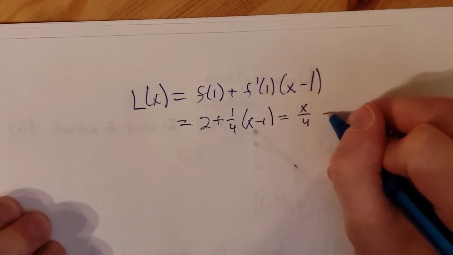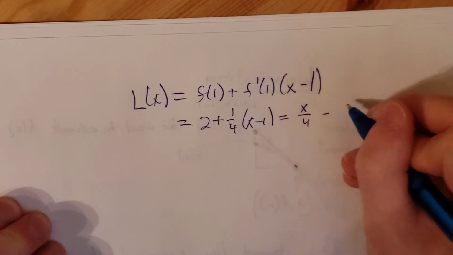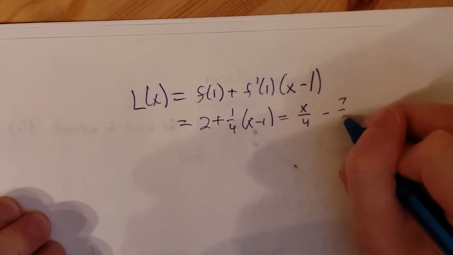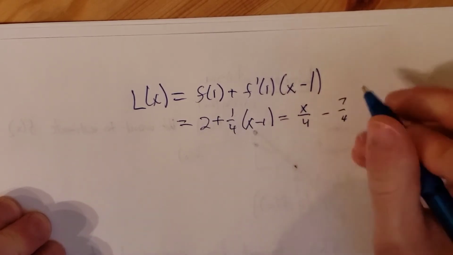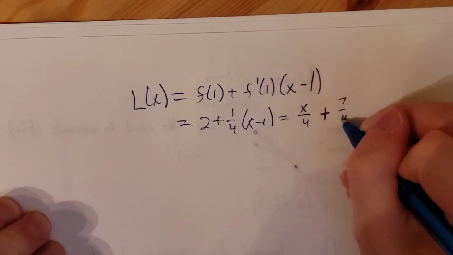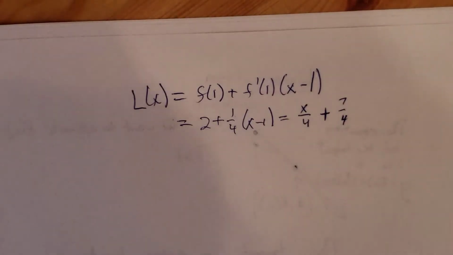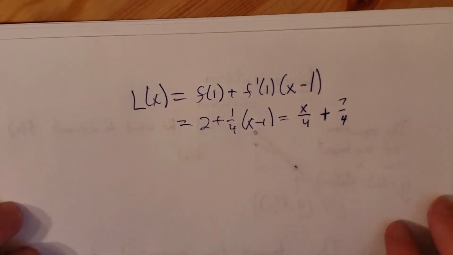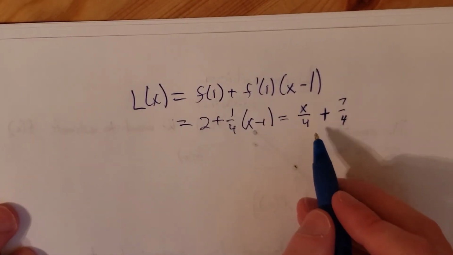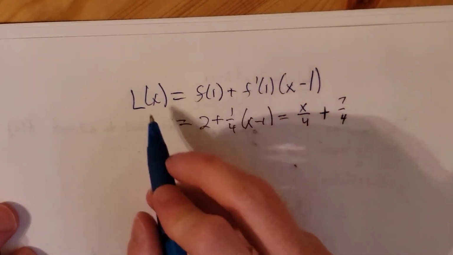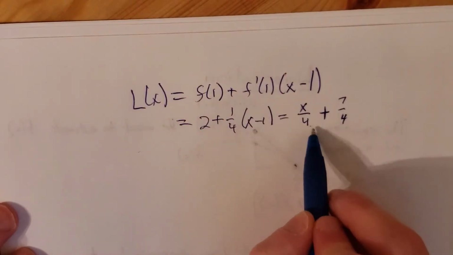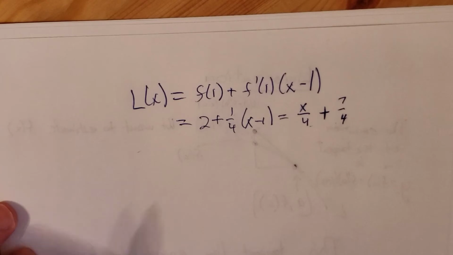minus 7/4. Sorry, plus 7/4. Okay. And so this gives us, again, L of x is equal to x over 4 plus 7/4.